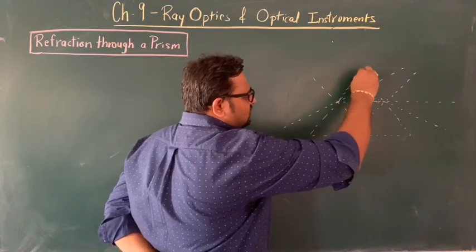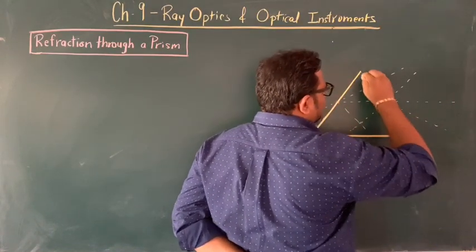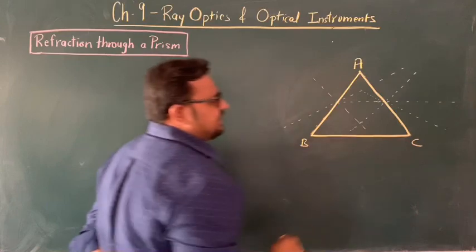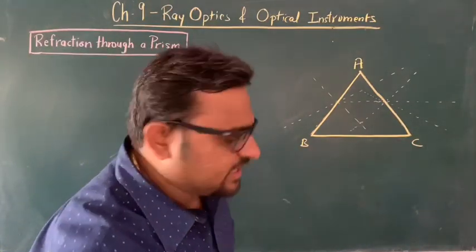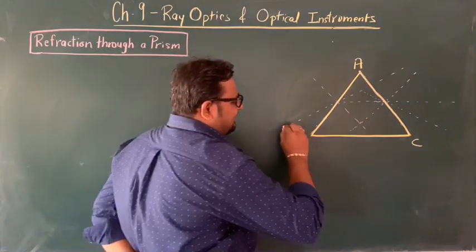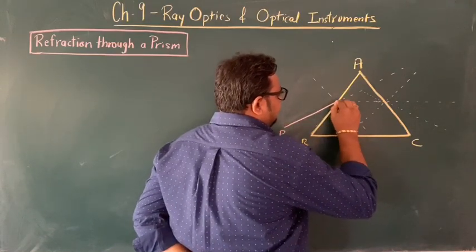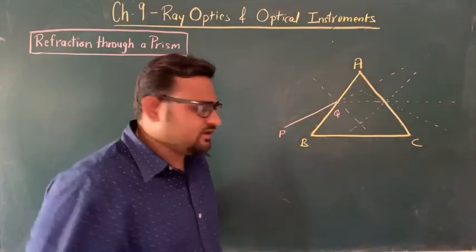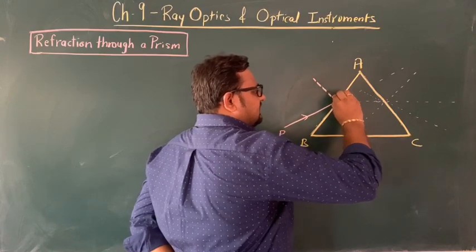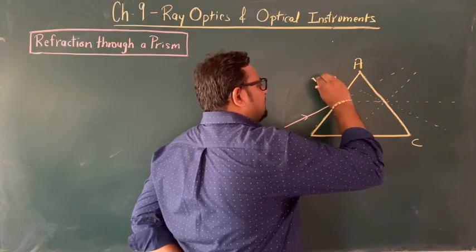Let's take this prism A, B, and C. Name it prism ABC. Now, let's take an incident ray. Let PQ be the incident ray. Okay, PQ is the incident ray. Now we have to select a normal. So let's select this as the normal.